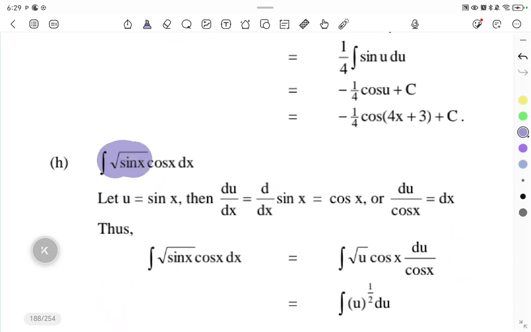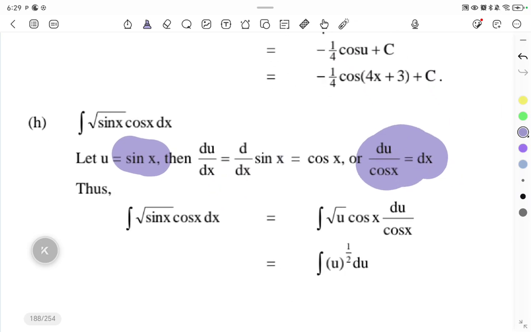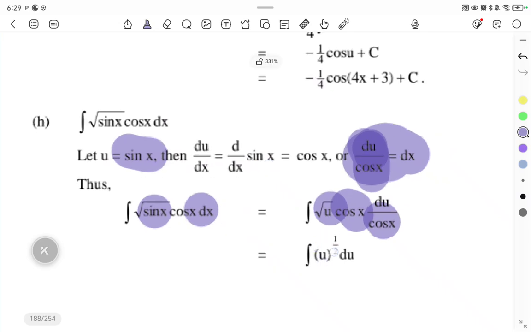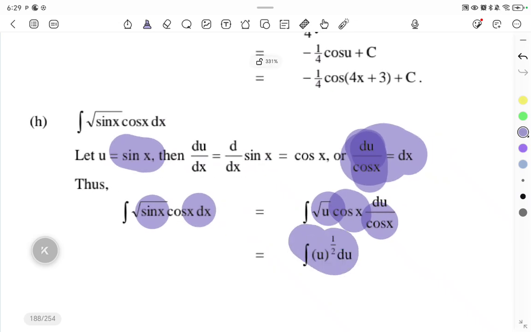Then I come to this 2. I realize that the root of sine x is the one which is difficult to derive. So I'm going to let its inside be u, which is sine x. You see, I derive it and make dx the subject of the formula. Then I come back to substitute. Our sine x is u. Then dx will be du over cos x. And then the cos x will cancel the cos x. Then I'm left with u to the exponent 1 over 2.